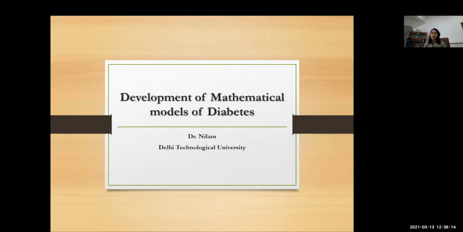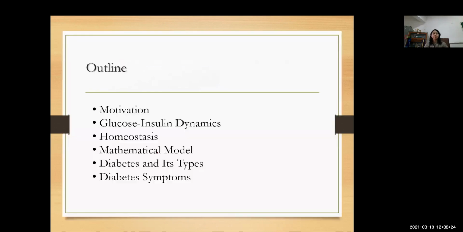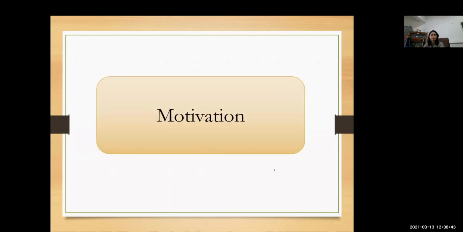Yeah, I welcome you again to the second lecture of this series. In this lecture, we will try to develop a model for diabetes. This will be the outline. We will be discussing the motivation, then the glucose insulin dynamics, then homeostasis will be discussed, then the mathematical model will be developed, and then types and symptoms of diabetes will be discussed.